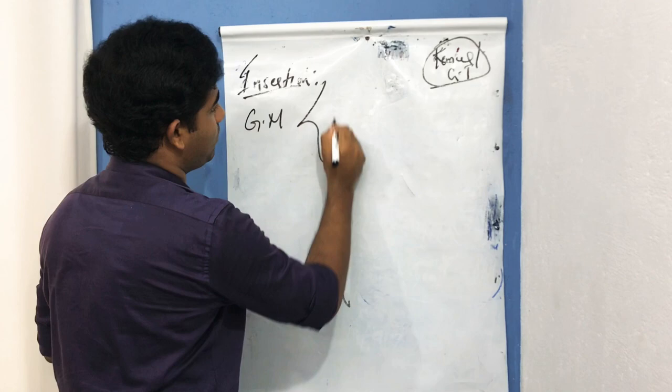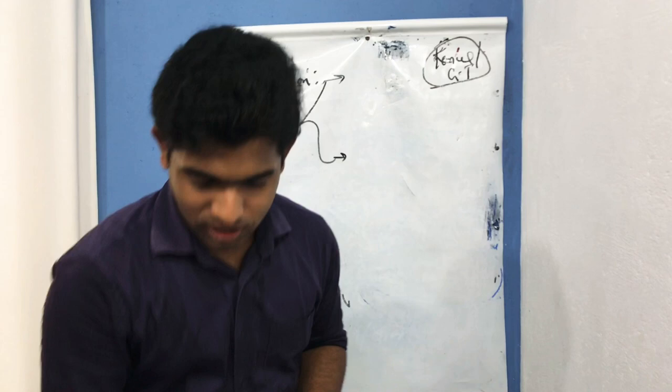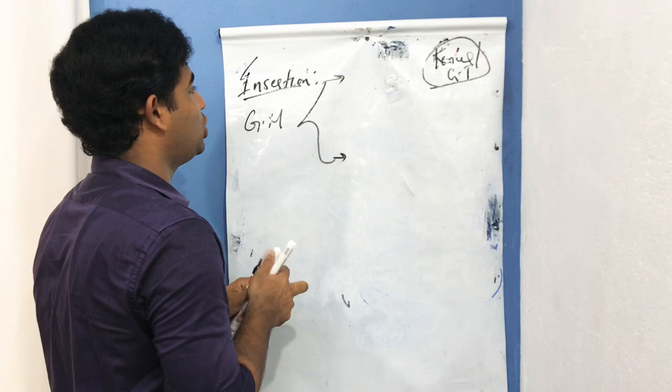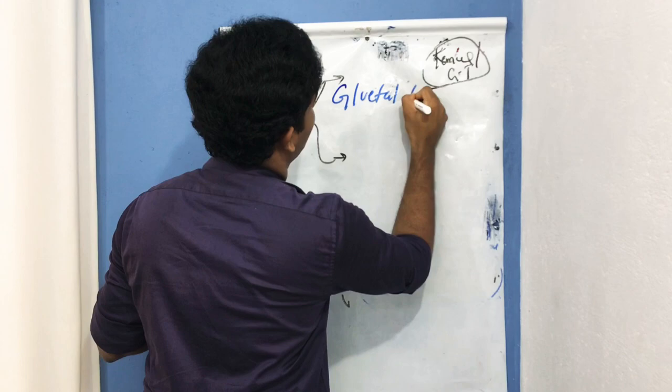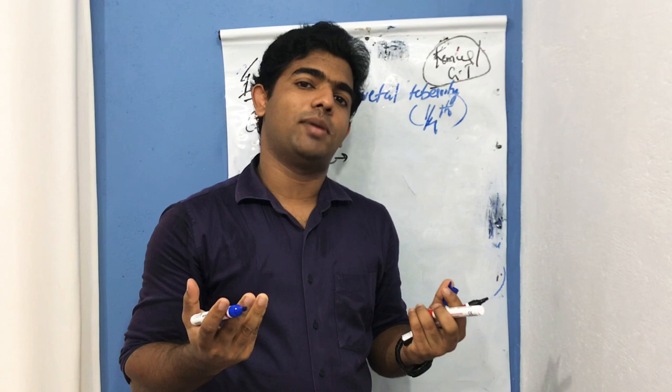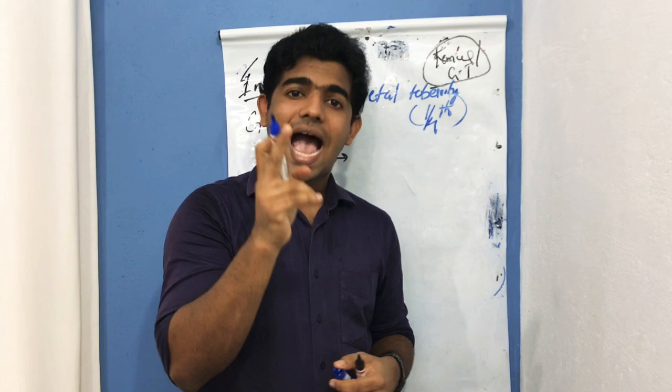Gluteus maximus, first muscle. This muscle is inserted into, there is a tuberosity in the femur known as the gluteal tuberosity. So this is simple. It is inserted into the gluteal tuberosity. Very simple. But exactly 1/4 part is only inserted into the gluteal tuberosity. Where does the other 3/4 part get inserted? It is inserted into the IT band. 3/4 part is inserted into the IT band.